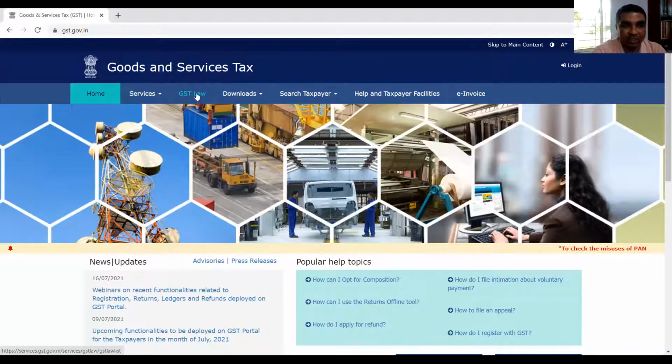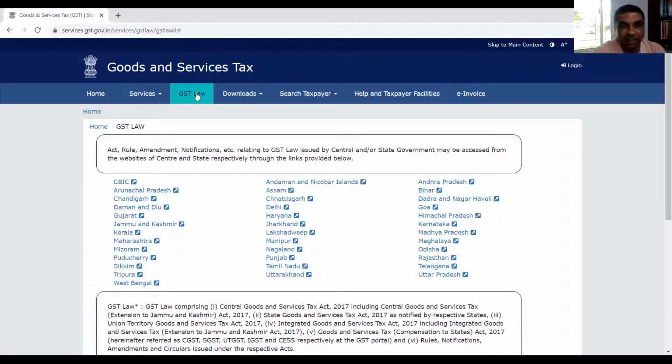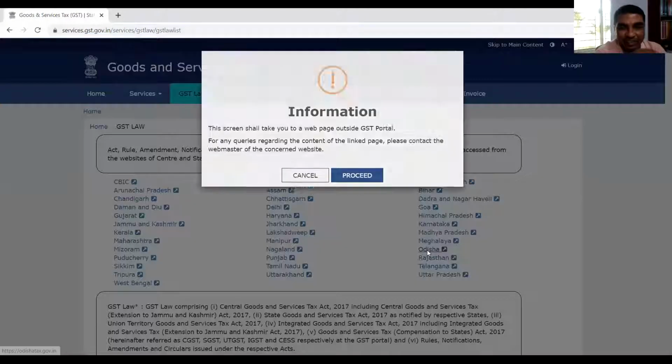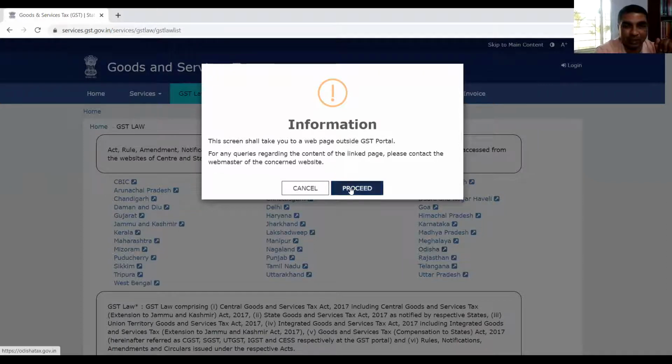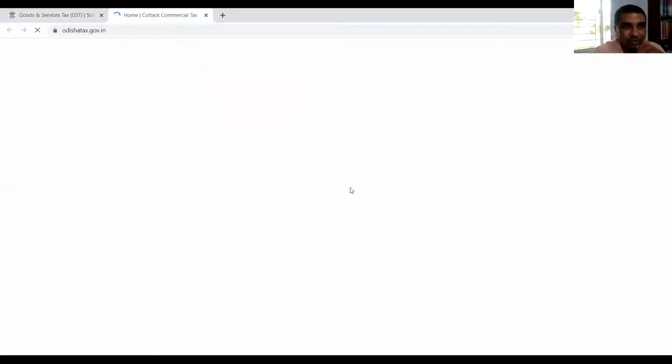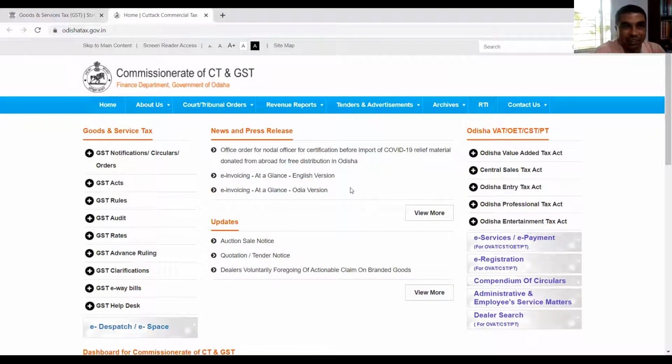Now you see, here there is a link, GST law. If I click here, I can find various laws. This is the CBIC website. You can go there. You see the state specific laws are there. You can click the link here and find out. So let us say I'm going here, Odisha. I'm proceeding to a different website. You see, it will link to the Commissioner of Commercial Taxes and GST. And here you can find our state level GST acts. Link is available here.